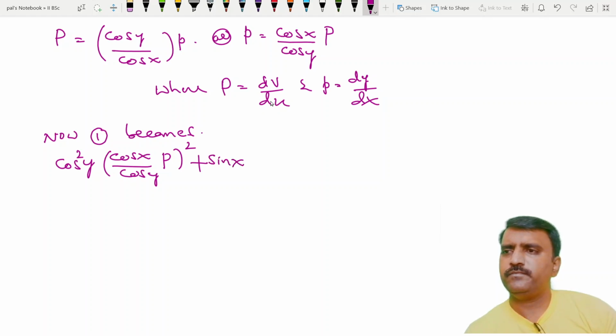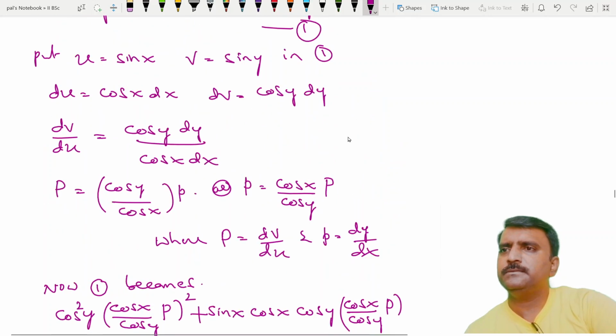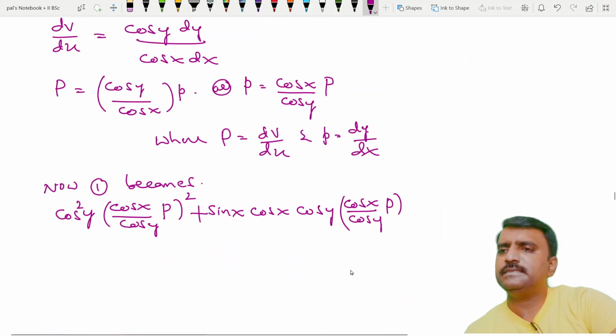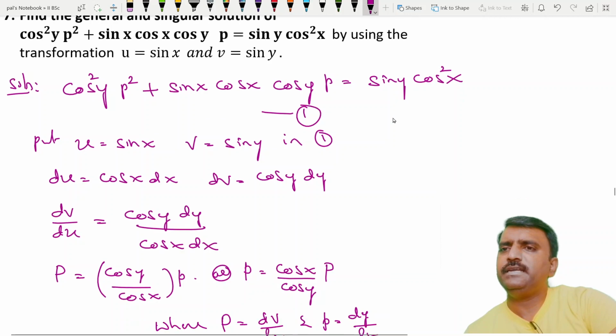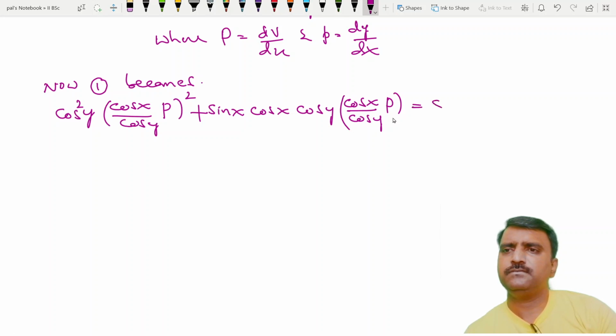So that p is cos x by cos y into this capital P. Okay, actually we have to change everything together, but let us change it in the next step, no problem. Okay, so sin x cos y into p. We substitute p by cos x by cos y into capital P. So in the right hand side sin y cos square x.